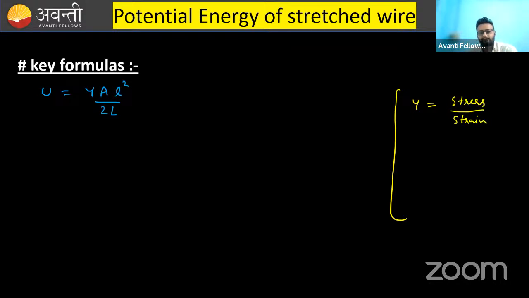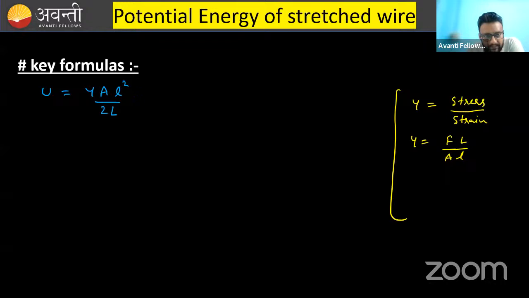Clear? I think it is clear now. One more thing. Y is what? If you place the value of stress, that is force per unit area, and if you place the value of strain, that will be delta L by L, or you can say l by capital L. This is the formula for Young modulus. Now, I will use these relations later on in the formation of new kinds of formulas.